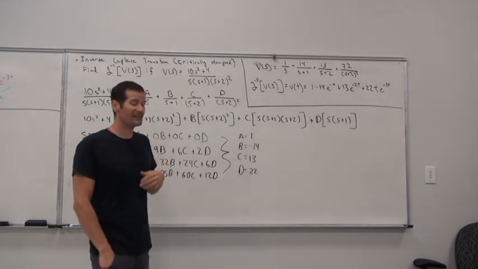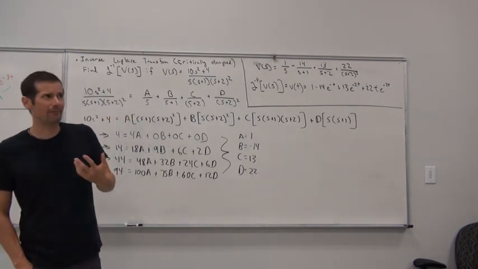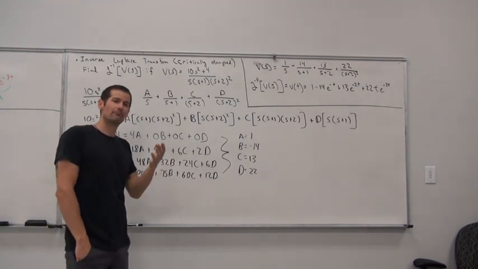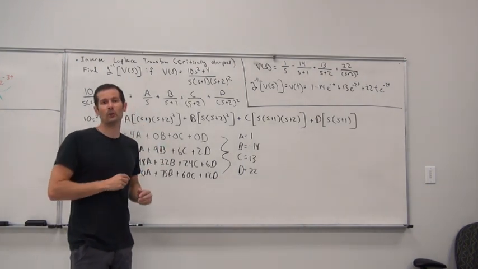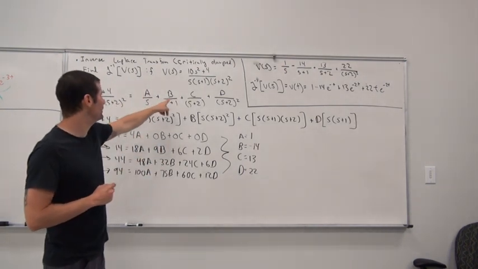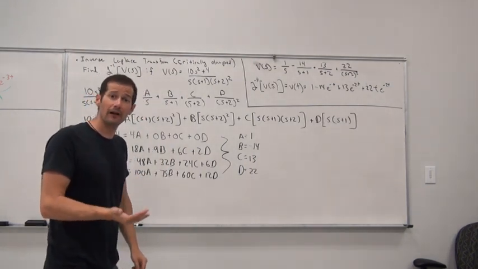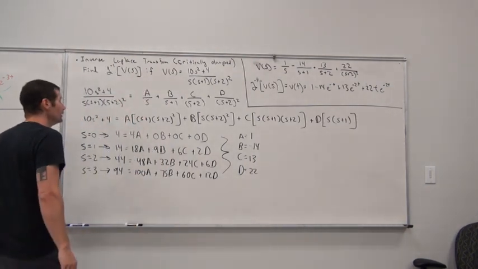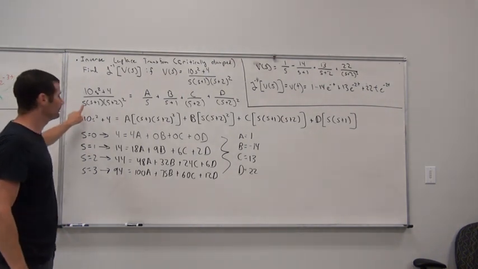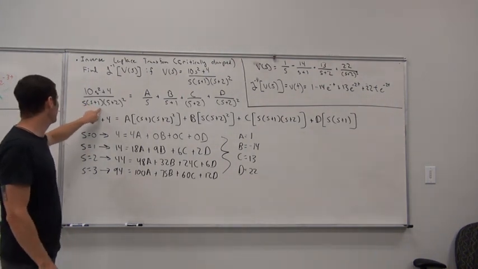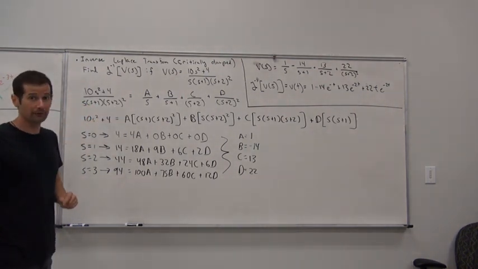So here we perform the same type of method to set up that system of equations. In this case, we have A, B, C, D. We need 4 equations in order to find A, B, C, and D. So once again, multiply both sides by the denominator of s times (s plus 1) times (s plus 2) squared.